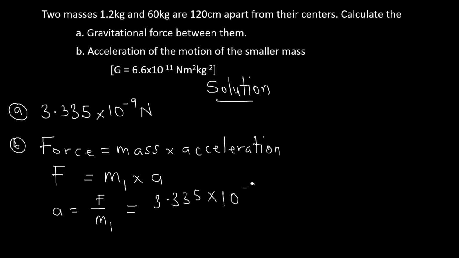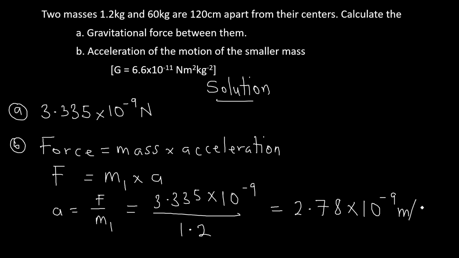And the force is 3.335 times 10 to the power negative 9, divided by the mass. The mass is 1.2, the mass of the smaller object. If you key this into your calculator, you are going to get the acceleration of motion of the smaller object to be 2.78 times 10 to the power negative 9 meters per second squared. So this is how to solve for B.